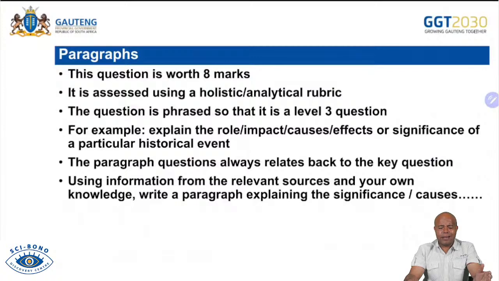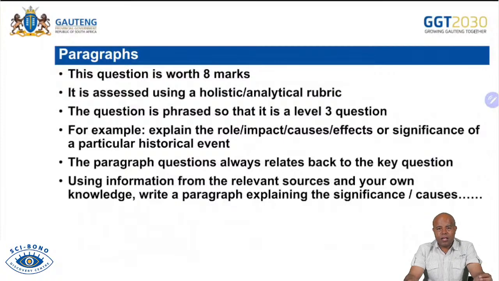The question is phrased in such a way that it will be a level 3 question. For example, it will start like this: explain the role, the impact, cause, effects or significance of a particular historical event. Then it will continue. Then it will say you must use the relevant sources and your own knowledge and write a paragraph. Now take note, when they say write a paragraph, they normally say write a paragraph of 8 lines and 80 words basically.